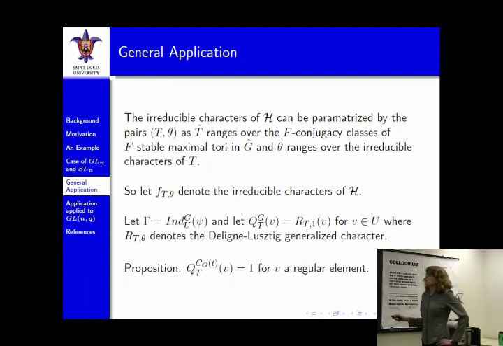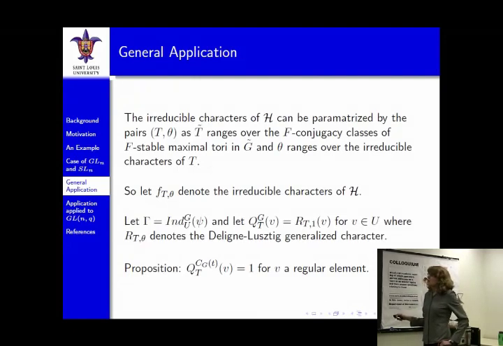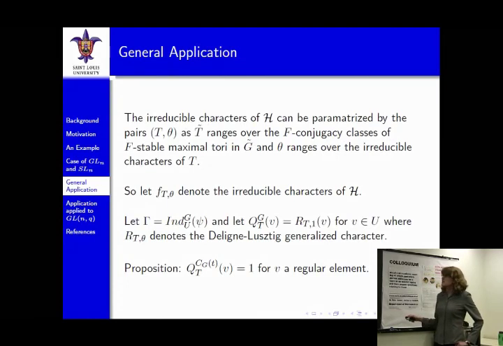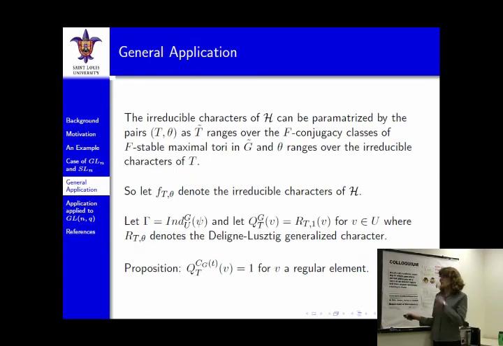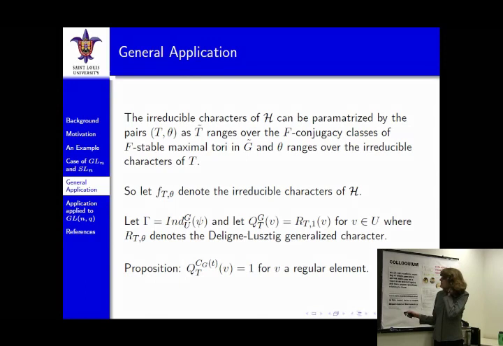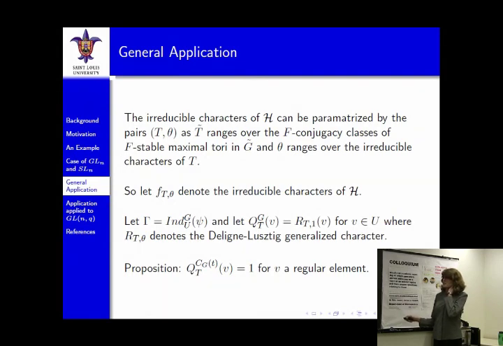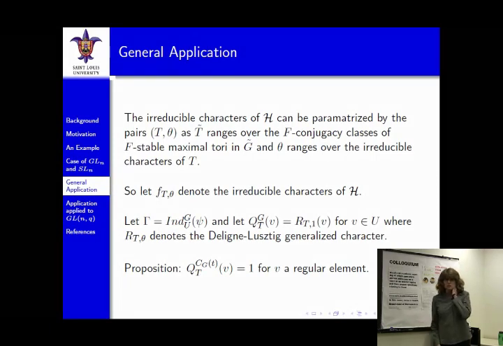I could go a little faster. Okay, so this paragraph up here, there's a lot of background to completely understand it, but the point of it is that the characters of this Hecke algebra can be indexed by T, theta as T is ranging over F conjugacy classes of F stable maximal tori in the algebraic group, and theta is ranging over irreducible characters of T. So really just what I want you to get out of it is we can represent all the irreducible characters of H and index them by T and theta. T is ranging over certain kinds of tori, and theta is ranging over certain characters. Okay?